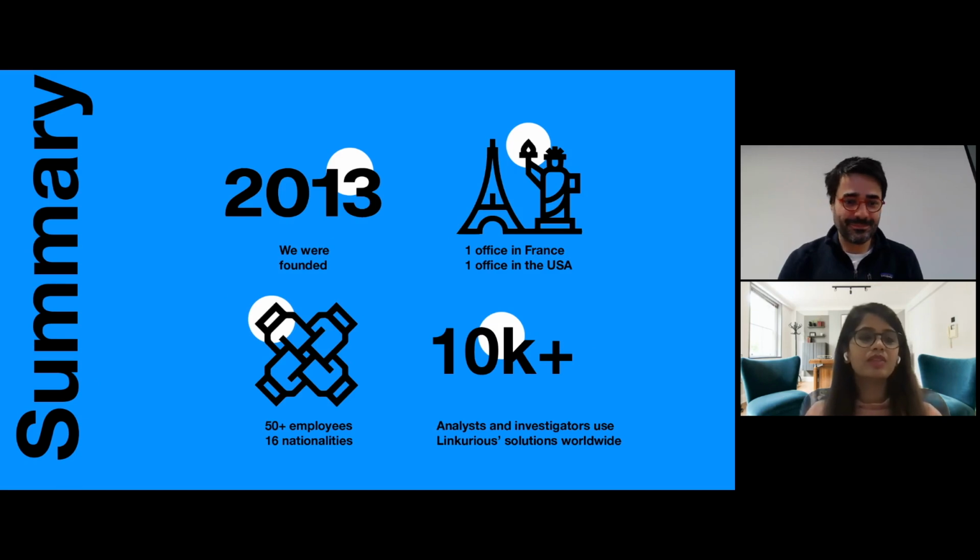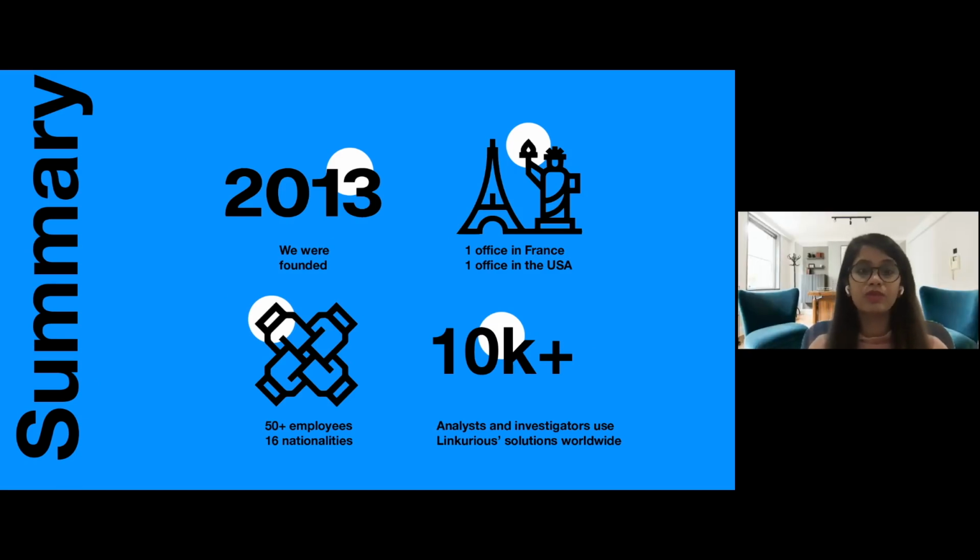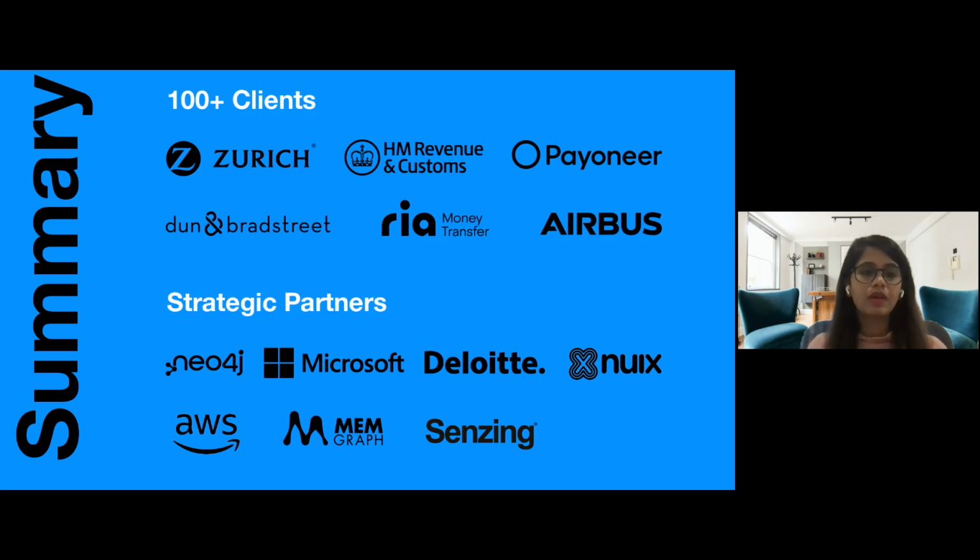So to begin with, a little introduction to who we are for the people who don't know us yet. We were founded in 2013, and we have two offices, one in France, headquartered in Paris, and one in USA. We are 50 plus employees, 16 nationalities working at Linkurious, and Linkurious solutions are used worldwide by more than 10,000 analysts and investigators. Here is some sneak peek into some of our prominent clients. We work with around 100 plus clients, and you can see some logos here. Also, we have some strategic partners like Neo4j, Microsoft, Memgraph, Sensing, etc.